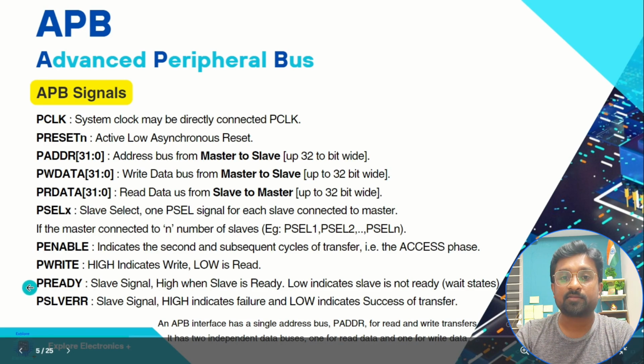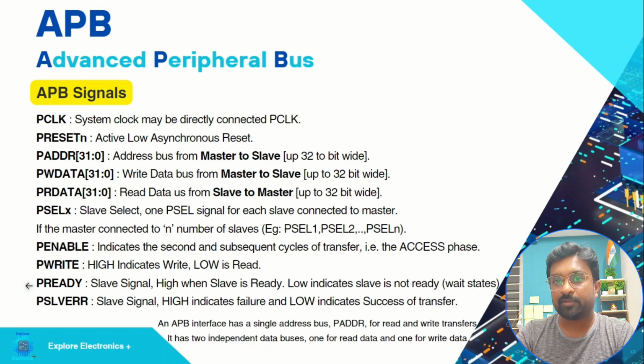When P ready is 1, it is indicating slave is ready for the transaction. If P ready is equal to 0, the transaction will not occur. It means the slave will indicate a wait state, or slave will put a wait state in the transaction. That is what P ready is. Remember, P ready is a slave signal.